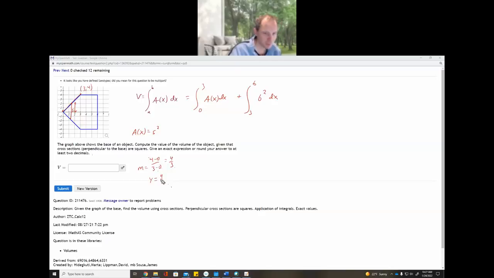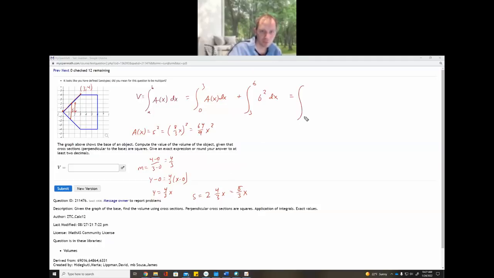Or I should use the point-slope formula: y minus 0 is 4/3 times x minus 0, right? So y equals 4/3 x. So that's half of the length of one of the sides. So s is going to be double that, 2 times 4/3 x, or 8/3 x. And my area is going to be that thing squared. So I'm going to get 64/9 x squared.